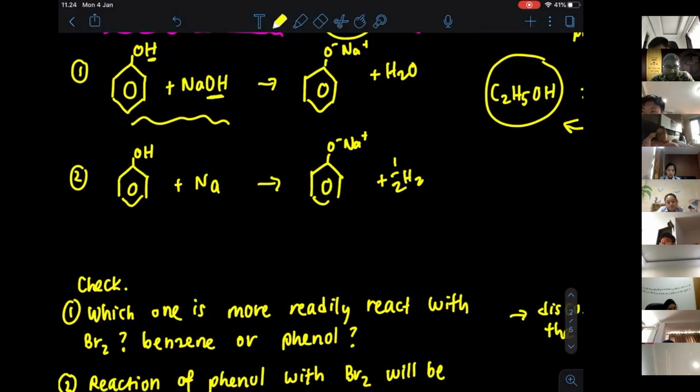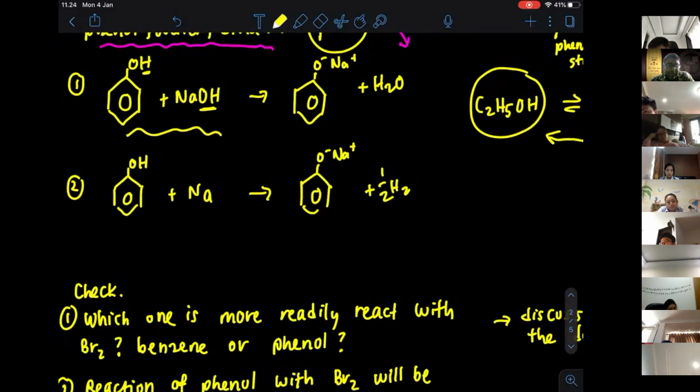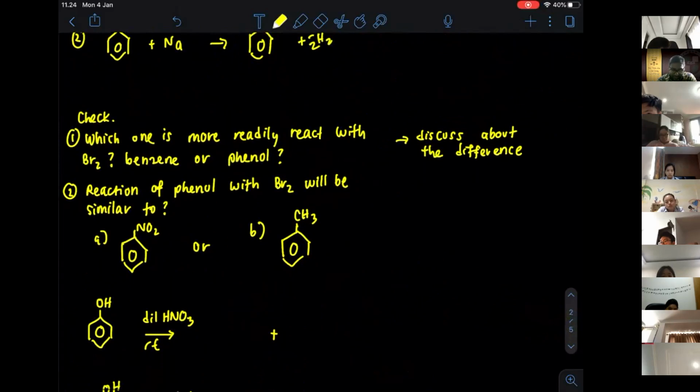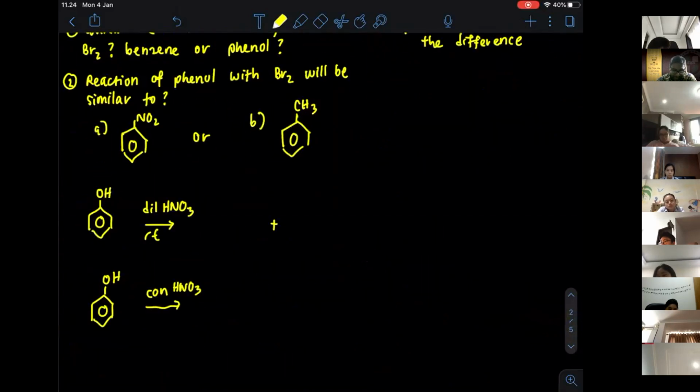Do remember, I told you to relate this to your ethanol. Please read: ethanol can react with sodium, but can ethanol react with sodium hydroxide? I think I already asked you earlier, but this one we leave for tomorrow. Anyway, let me do a check towards the end over here.